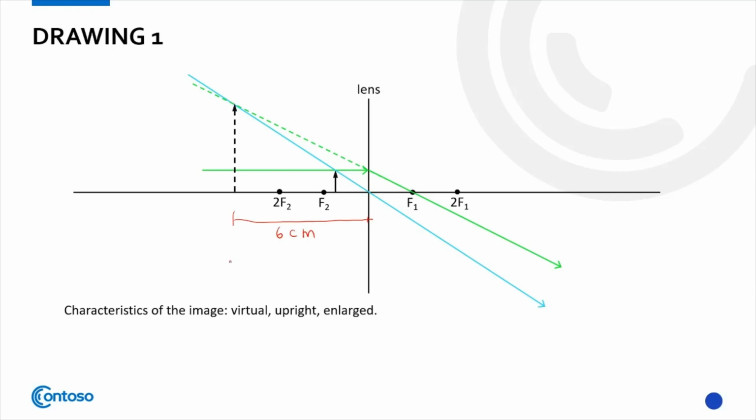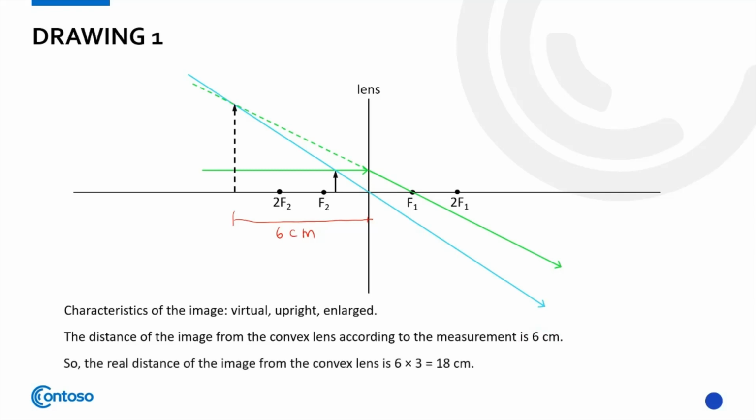Since we use the scale 1, 2, 3, then we have to multiply 6 cm by 3 to get the real distance. So, the real distance of the image from the convex lens is 6 times 3, which equals 18 cm. So this is the answer to our first drawing. Let's continue to the second drawing.